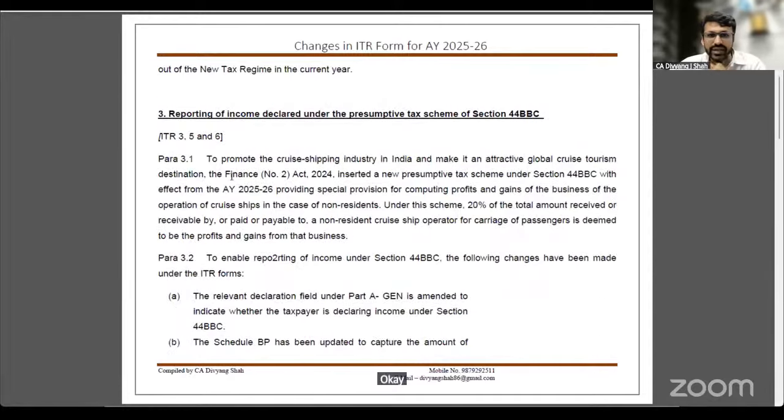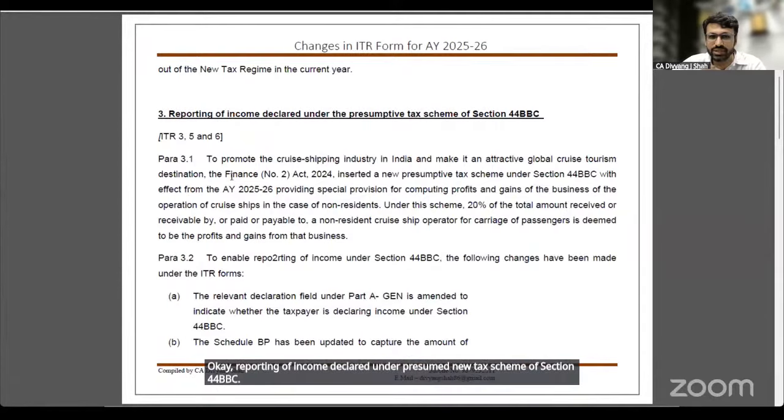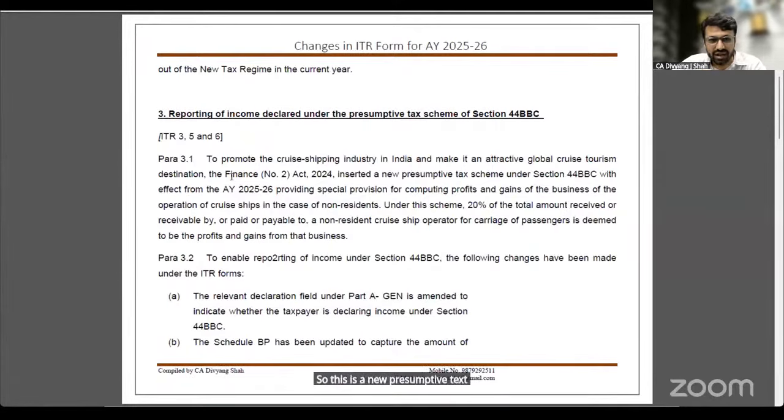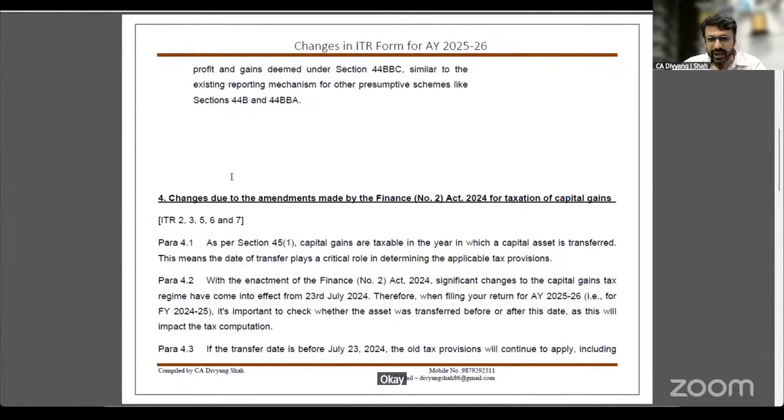Okay, reporting of income declared under the presumptive tax scheme of section 44BBC. This is the new presumptive taxation available for cruise tourism, for resident people as well. For that, a new section is introduced, so different columns are introduced. Skipping that now. Okay, capital gain.